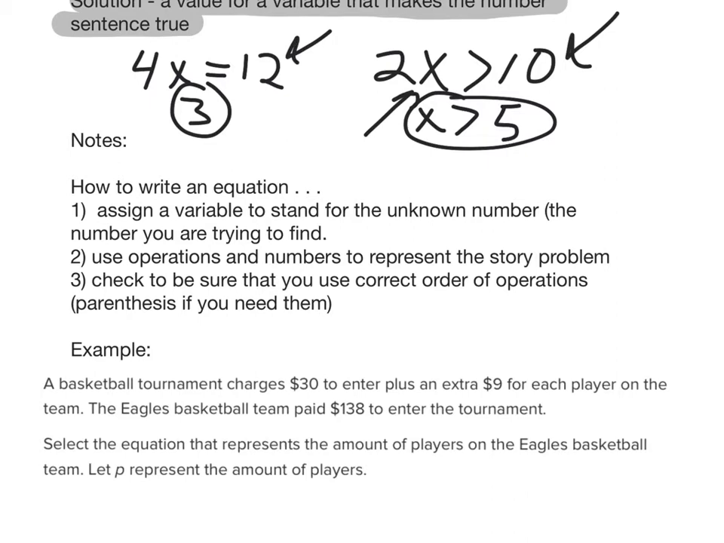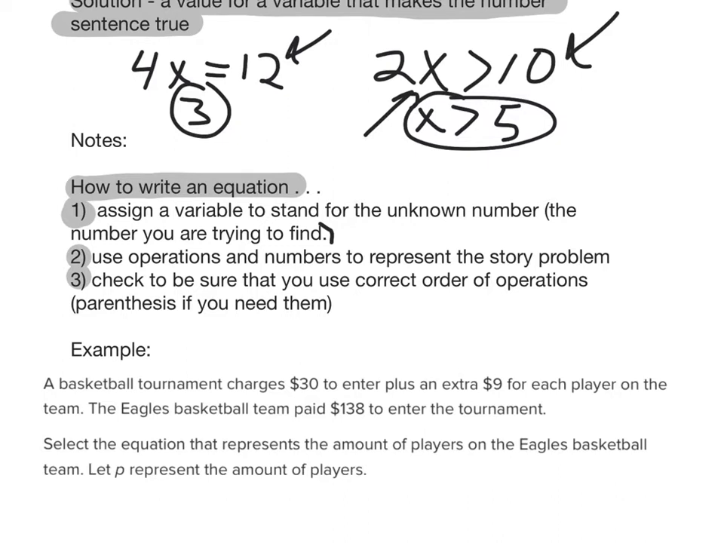Okay, that gets us to our notes. How to write an equation. First, assign a variable to stand for the unknown number, the number that you're trying to find. And don't forget that extra parenthesis on the end of that. Step number 2, use operations and numbers to represent the story problem. And step number 3, check to be sure that you use correct order of operations. Use parentheses if you need them.